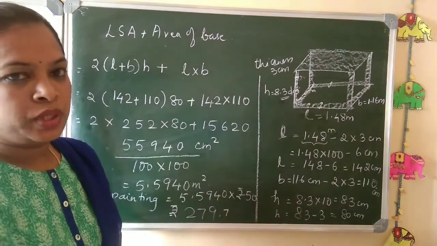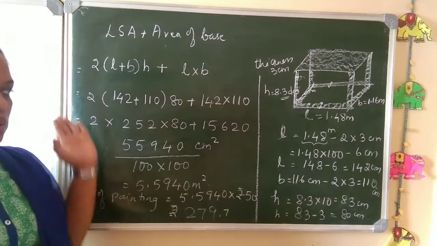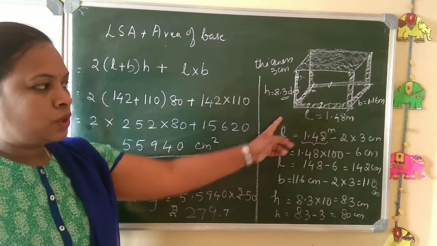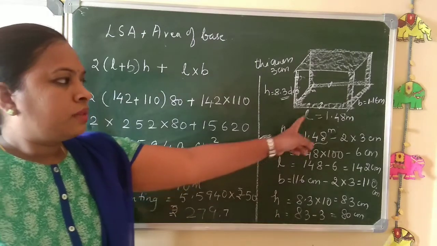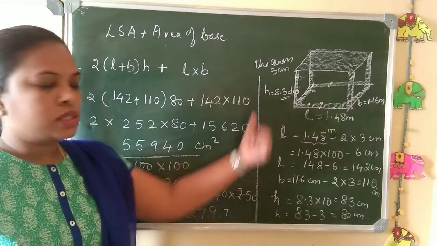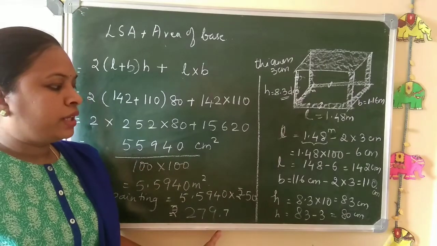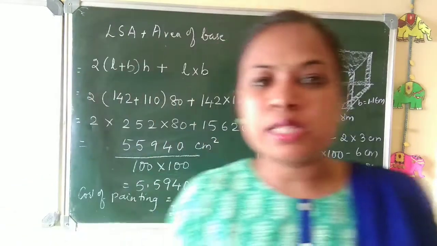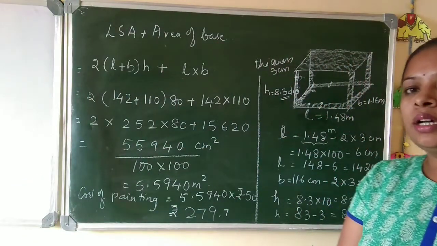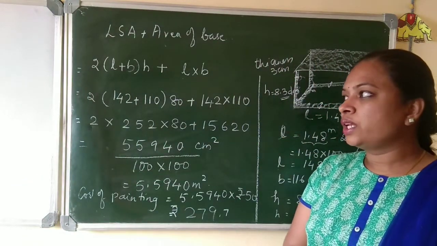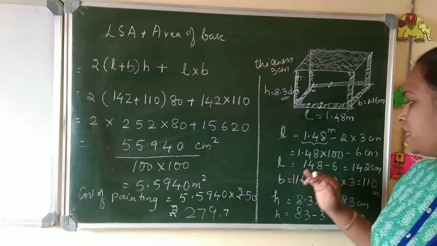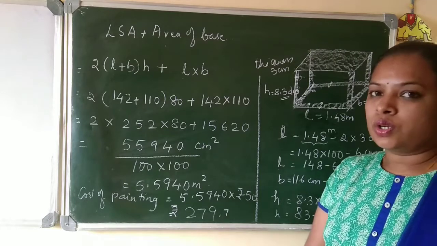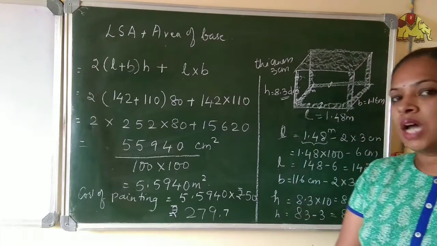Okay children, this is how you have to solve this question. It's a question related to a wooden box where the length, breadth and height were given and the thickness also was given. You need to find out the cost of painting the inner surface of the box. So if you want to find the inner surface of the box, first you need to find out the length, breadth and the height by subtracting its thickness, and then you are going to find the cost of it. Okay children, this is how you have to do.